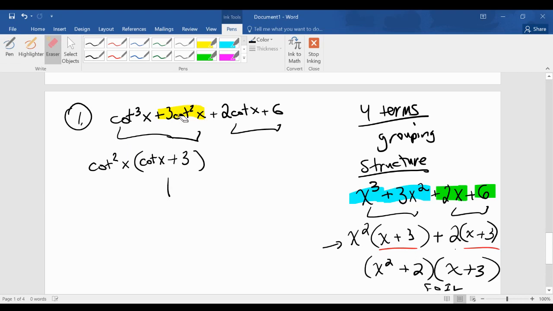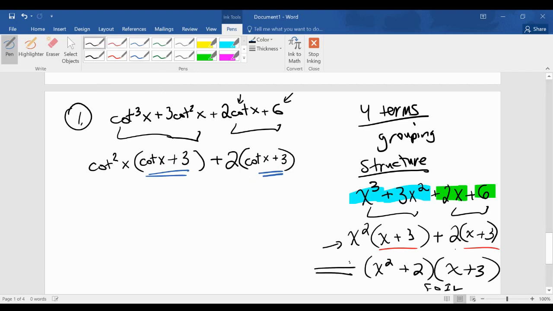Okay, and if you're kind of uncomfortable with that step, if you pause right here for a moment, what you can do is check by multiplying this back together. So if you multiply cotangent squared times cotangent, you get cotangent cubed. And cotangent squared times 3 is 3 cotangent squared. So even though it's uncomfortable, you can check at this stage by multiplying back together. Okay, then we go to our second pairing of terms. The little GCF there is 2. Then we make parentheses. We divide this term by 2, leaving us with cotangent. Then we divide this term by 2, leaving us with plus 3. We have the matching expression that we're happy to see.